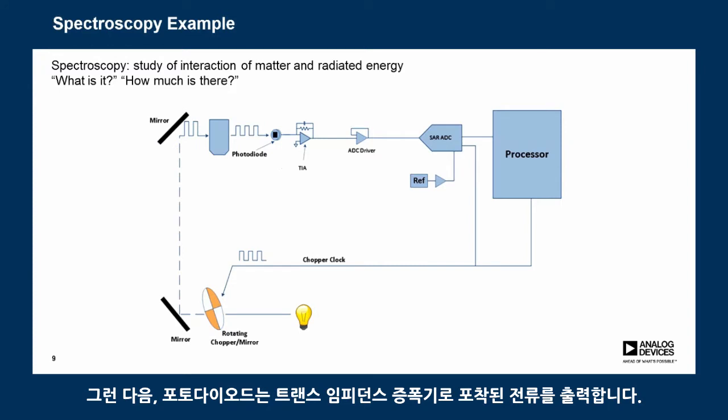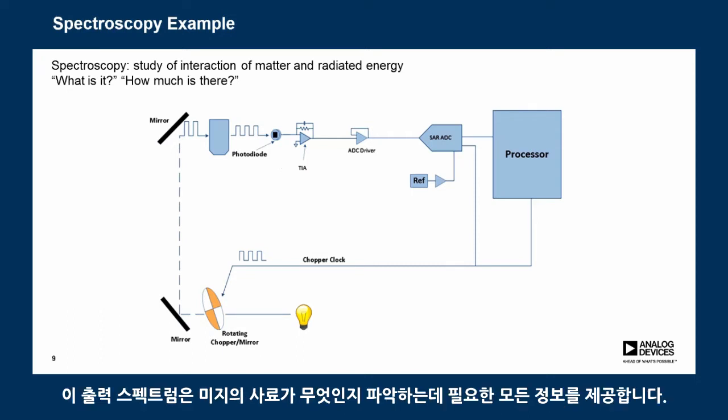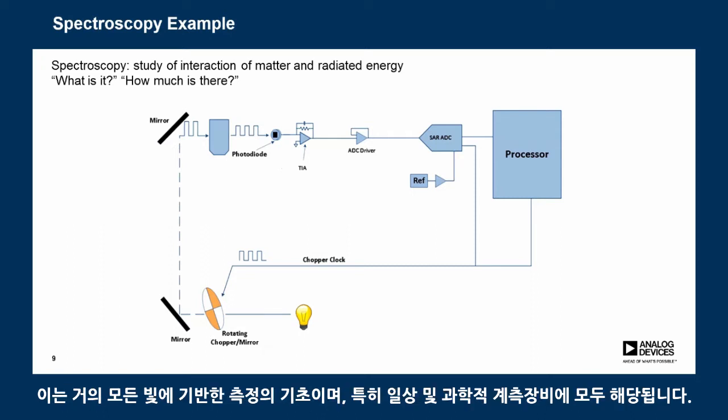The photodiode then outputs a current that gets picked up by a transimpedance amplifier. The transimpedance amplifier converts the current to a voltage. The voltage is then further digitized by an ADC and then further processed. And ultimately, we get an output spectrum. That output spectrum gives us all the information that is needed to tell us what the unknown sample is. So this is actually the basis for almost all light-based measurements out there, especially in the lab and scientific instrumentation space.